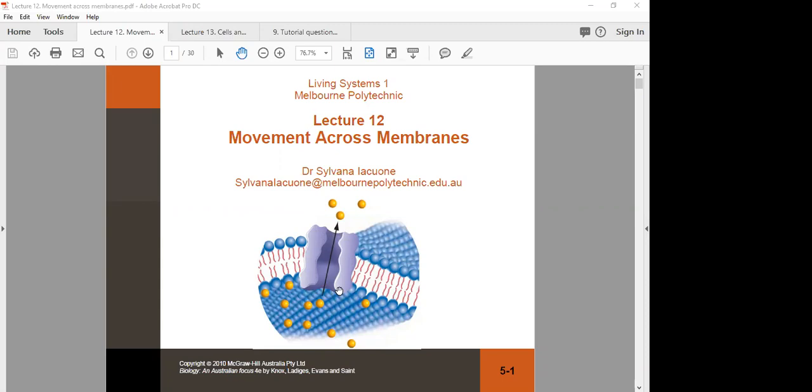This particular protein here is a transmembrane protein because it extends right through the membrane from one side to the other. You'll see also that there's a channel which allows the direct movement of molecules from one side of the membrane to the other. So we're going to talk about this type of transport process that cells use, and also other mechanisms which cells use to transport substances from one side of the membrane to the other.